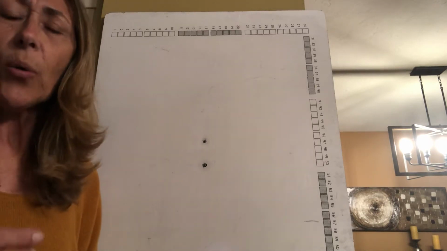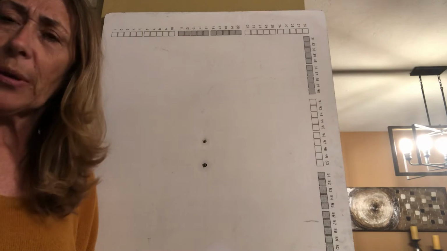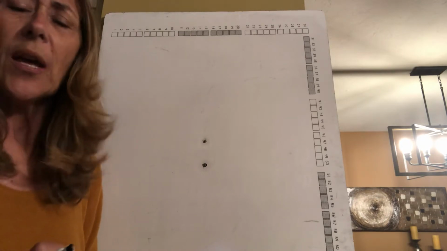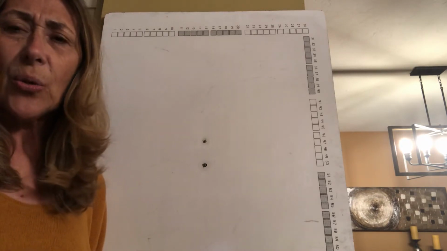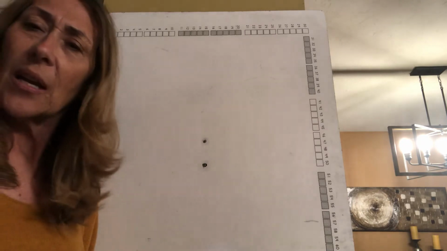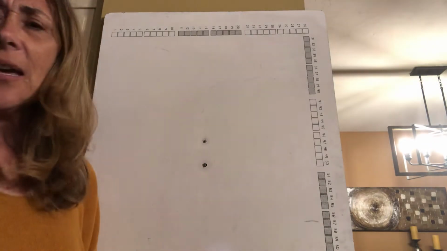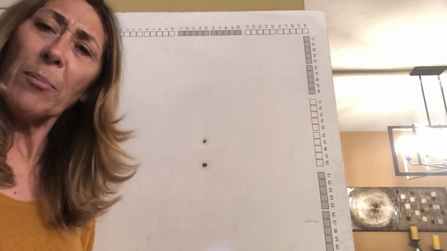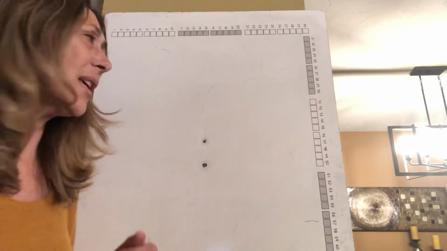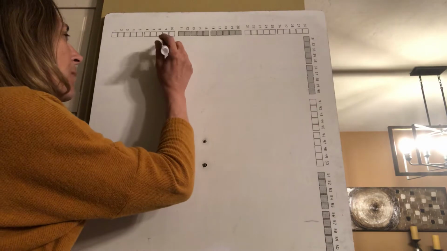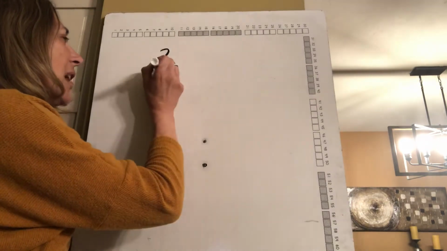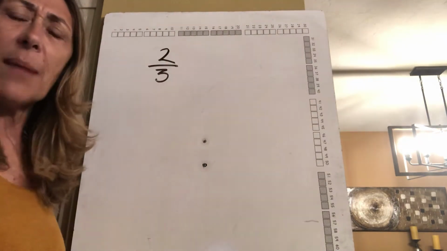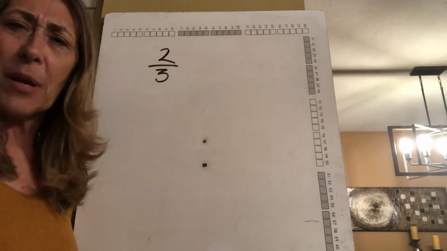Today I want to do a quick review on fractions before we move on to comparing fractions to decimals and percentages. We're going to be comparing fractions, your basic fractions. Remember, fractions consist of two parts. They consist of a numerator, which is my top number, and a denominator, which is the bottom number.